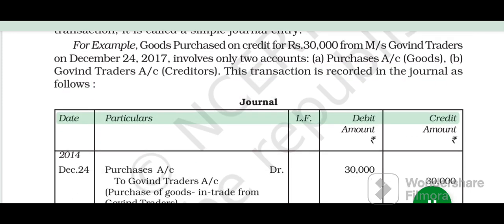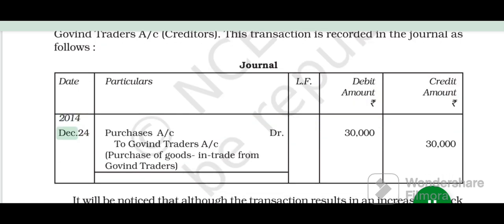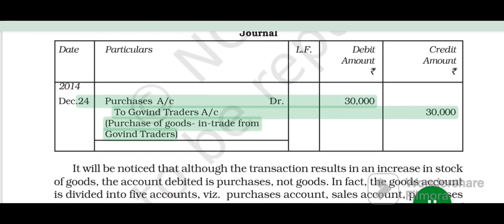Journal. Date, particulars, LF, debit, credit, amount. 2017, Dec. 24, Purchases A/c Dr. 30,000 to Govind Traders A/c 30,000. Purchase of goods in trade from Govind Traders.